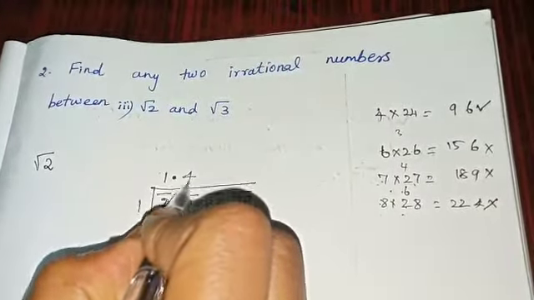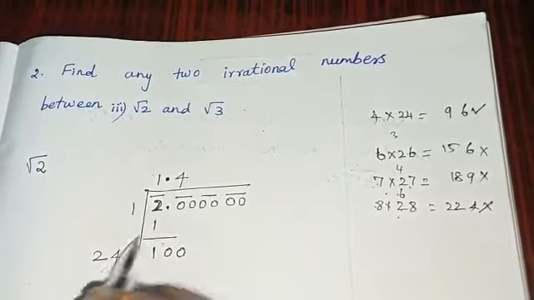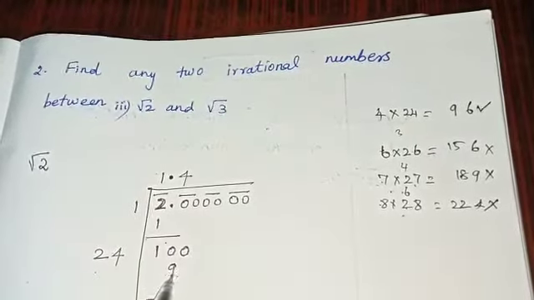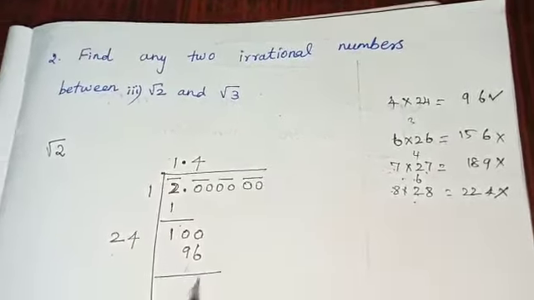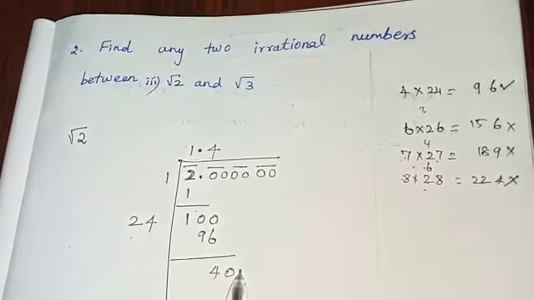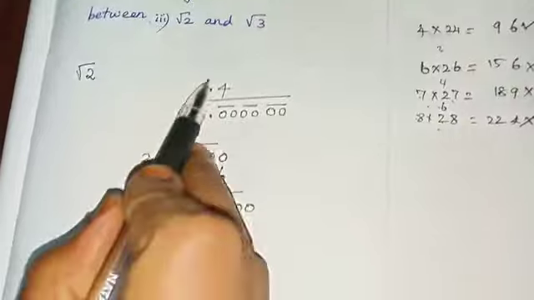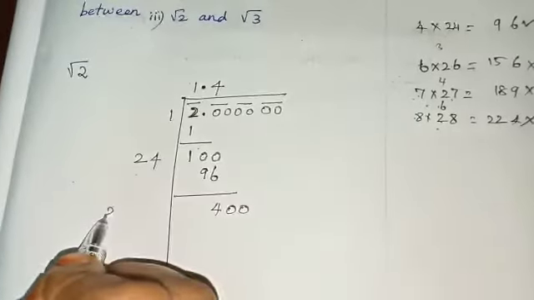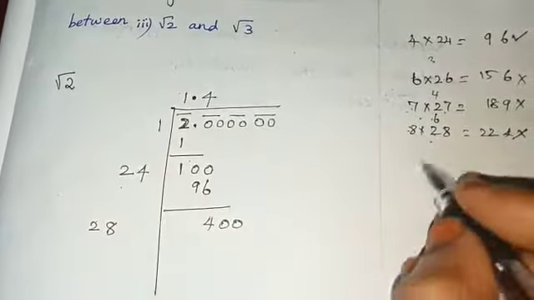Then write 4. Here also 4. So, 4 into 24, 96. Okay. So, 10 minus 6, 4, 9 minus 0. Then again 2 zeros. So, 14 into 2. So, 28. Okay. In the rough column.